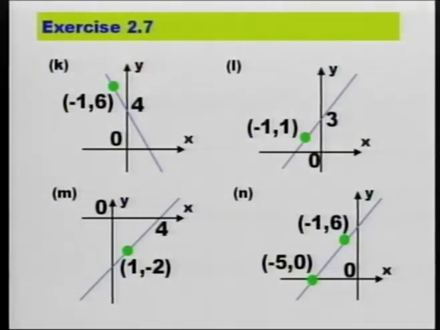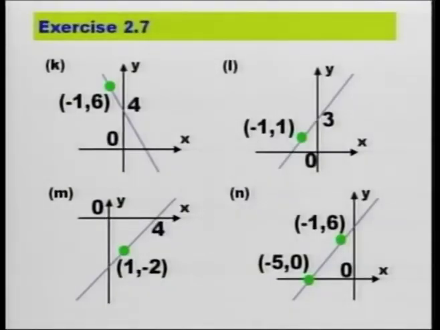X minus 3. 3 minus 0 is 3. 6 minus 3 is 3. 3 over 3 is 1. Okay. Plus x plus 1. It's supposed to pass through 0. Mistake. Okay, good.